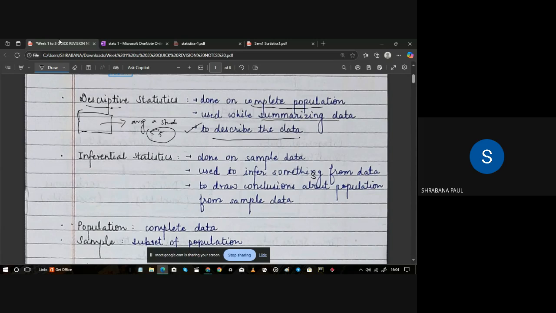Okay, so now the second topic is inferential statistics. What is inferential statistics? From the word inferential statistics, we know that it is going to draw some kind of conclusion about the population from the sample data. We infer some kind of analysis, some kind of information. So inferential statistics is used on sample data, whereas descriptive statistics is used on the complete population.